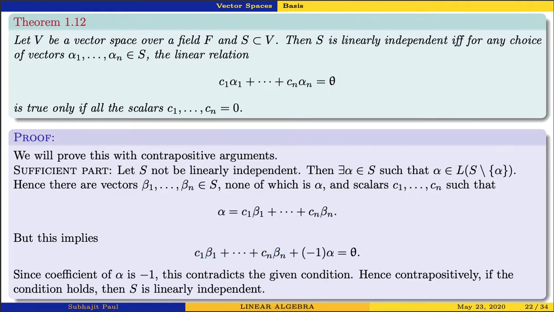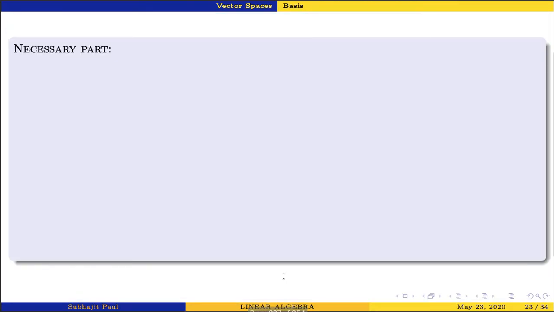So therefore, contrapositively, we assume that S is not linearly independent, so that means the condition does not hold true. So contrapositively, if the condition holds, then S must be linearly independent, right? Okay, necessary part.